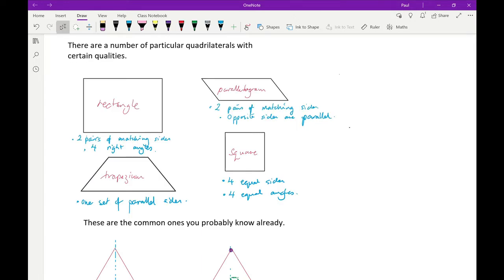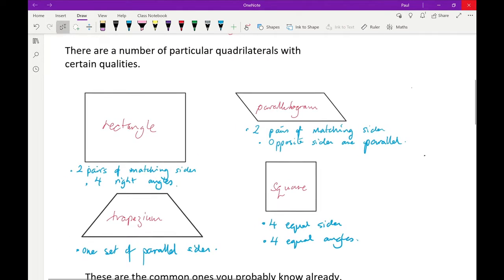Now there are a number of particular quadrilaterals which have certain qualities. Four of them you know already. So there's the rectangle, which has got two pairs of matching sides and four right angles, so I could mark in those right angles.